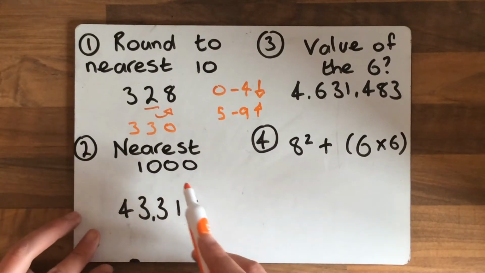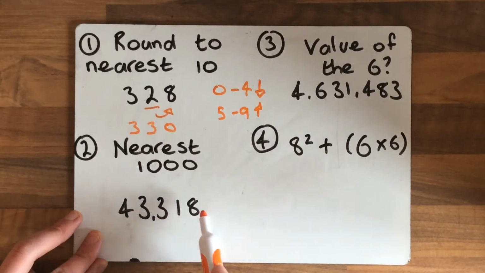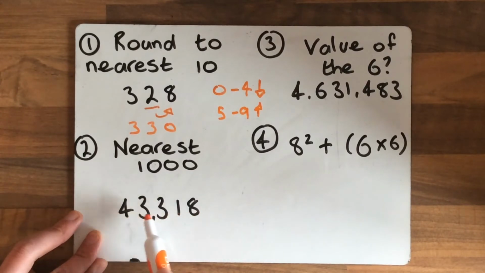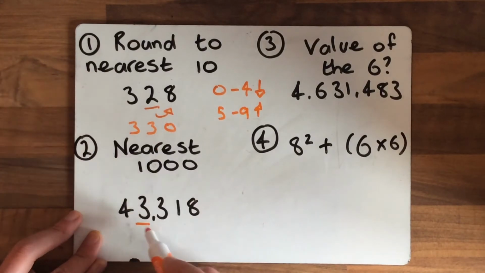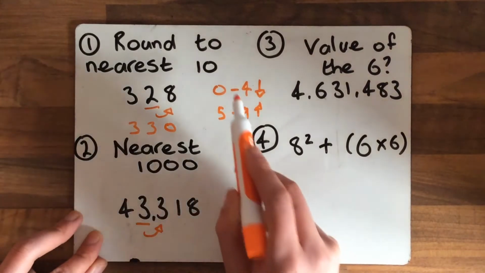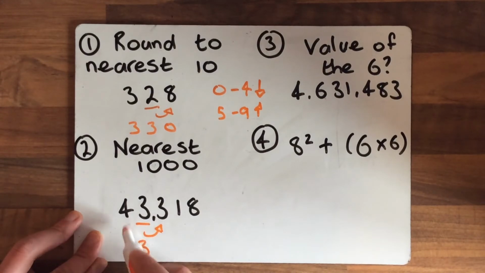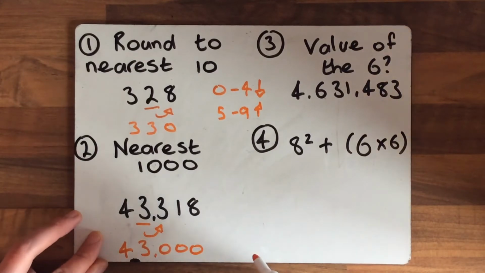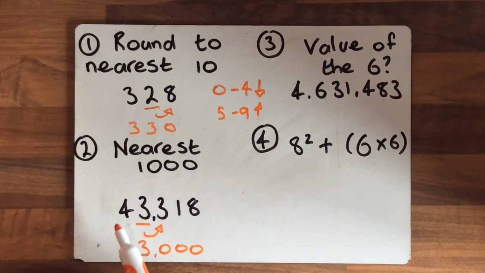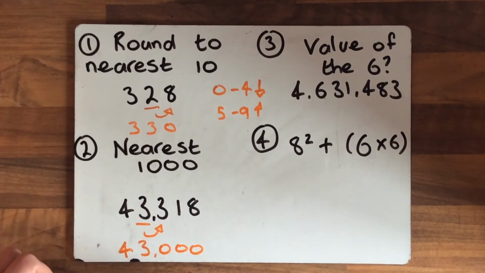Looking at number 2 now, rounding to the nearest 1,000, we need to have a look which of these numbers is in the thousands column. Ones, tens, hundreds, thousands, 10,000s. It's this 3 here. Remembering, just like question 1, we look next door, it's a 3. It's between 0 and 4, so it gets rounded down. So the underlying number stays the same. Number to the left stays the same. Everything else turns to zeros. So 43,318 rounded to the nearest 1,000 is 43,000.